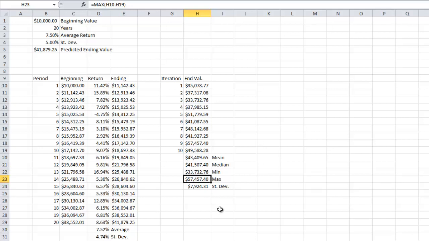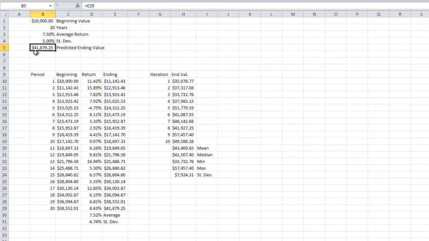So we know if we put our $10,000 into an investment that looks roughly like the stock market, and don't hold my feet to the fire, I'm guesstimating on some of the numbers I put in there. But if we put our investment into something that has a distribution that looks like this, then we can expect after 20 years to have somewhere between 33 and 57,000 with an average of $43,000. That's a lot more informative than running a simple future value function and giving us one static number. This gives us a much richer picture of what we can expect if we actually do this investment.